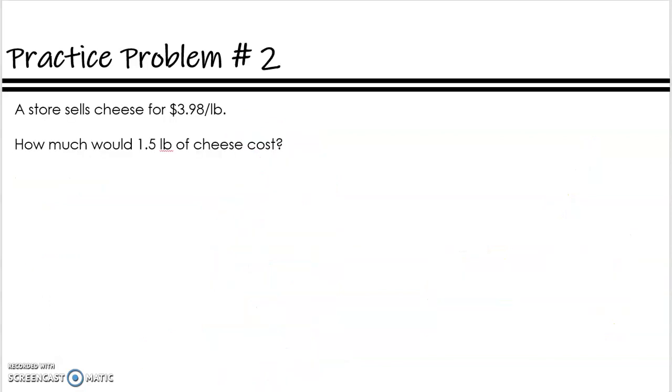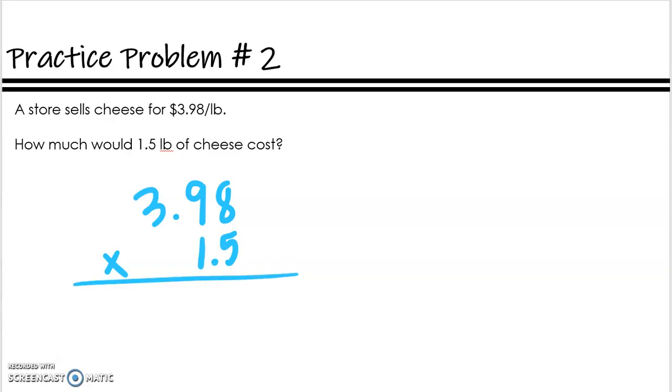Let's think about a word problem. We're going to go through the same process. This time, we're going to look at the words first. A store sells cheese for $3.98 per pound. How much would 1.5 pounds of cheese cost? So we are doing $3.98 times 1.5. So again, go ahead and pause the video.